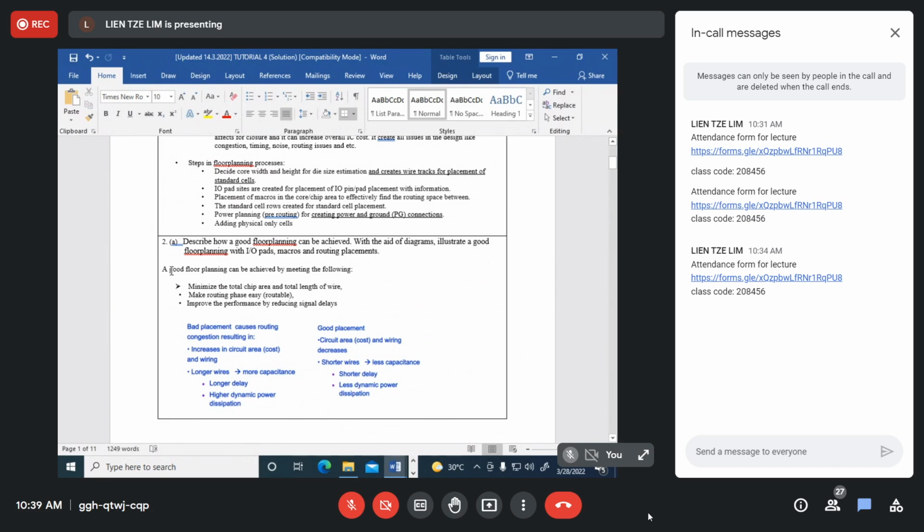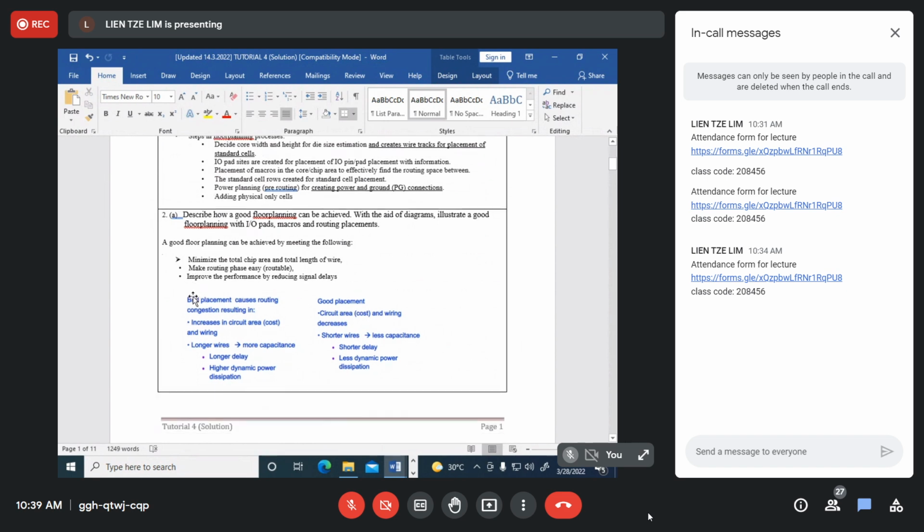The answer is that a good floor planning can be achieved by meeting the following: having a minimized number of wires, and here it is given, minimize the total chip area and total length of wire. This is one of the answers. Also, to make the routing phase easy, and improve the performance by reducing the signal delay. The answer given has to be explained.